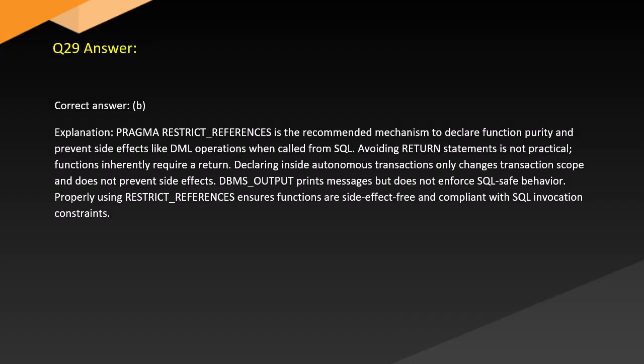Answer. Correct answer: A. Explanation. PRAGMA RESTRICT_REFERENCES is the recommended mechanism to declare function purity and prevent side effects like DML operations when called from SQL. Avoiding RETURN statements is not practical if functions inherently require a return. Declaring inside autonomous transactions only changes transaction scope and does not prevent side effects. DBMS_OUTPUT prints messages but does not enforce SQL behavior. Properly using RESTRICT_REFERENCES ensures functions are side-effect free and compliant with SQL invocation constraints.